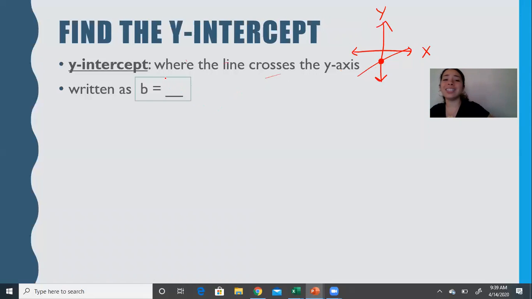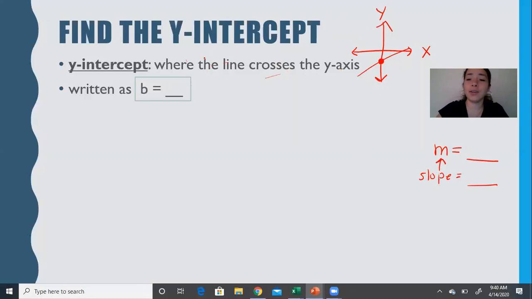It is also written as b is equal to, and then your value. Now going back to slope, I know I kind of skipped that part, but whenever we find slope, we have to write it as m is equal to, and then your answer. This means slope. So instead of writing slope is equal to, you just write m is equal to.